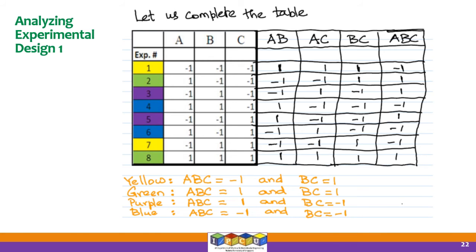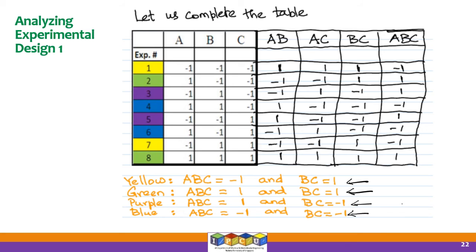If ABC and BC are both positive, then for that combination it is assigned the green block. If ABC is positive and BC is negative, then it is assigned the purple block. If both ABC and BC are negative, it is assigned the blue block. If ABC is negative and BC is positive, then it is assigned the yellow block. That is how this assignment has been made, right? Once you do this analysis, you can find that these are the rules.